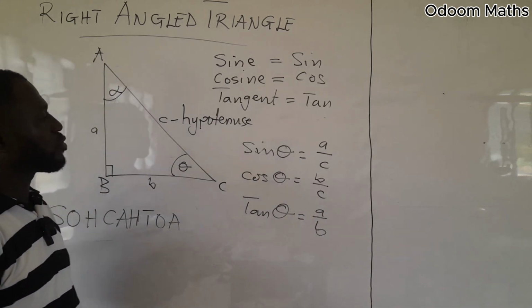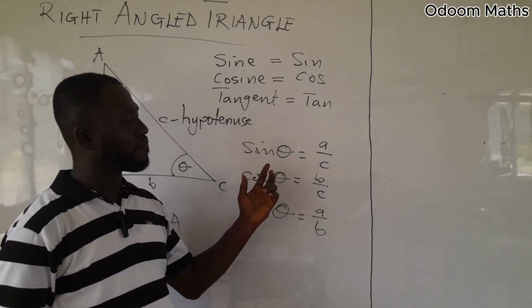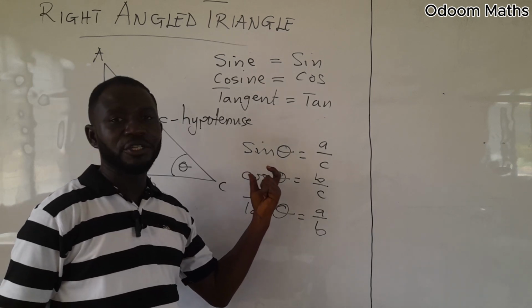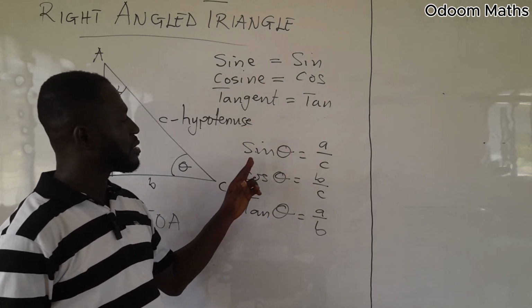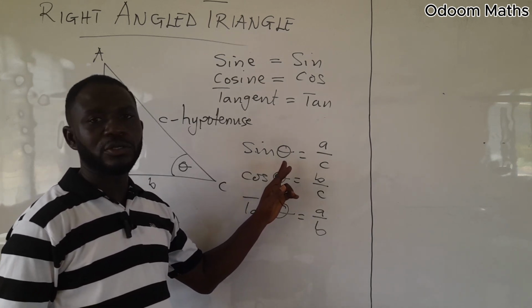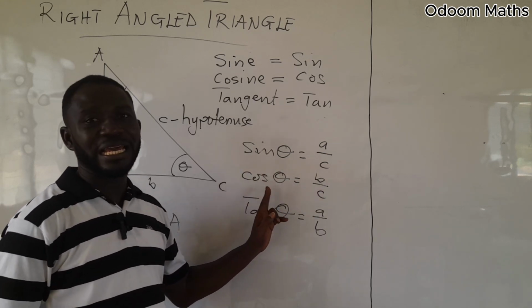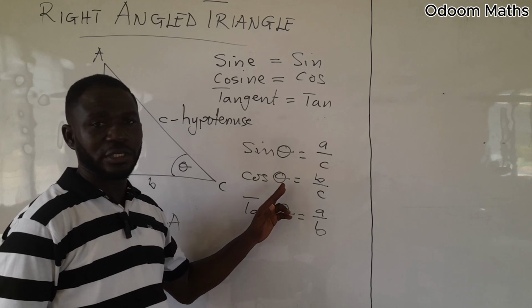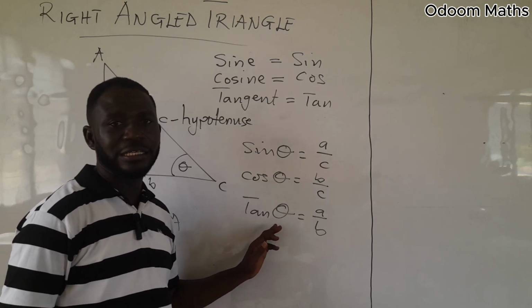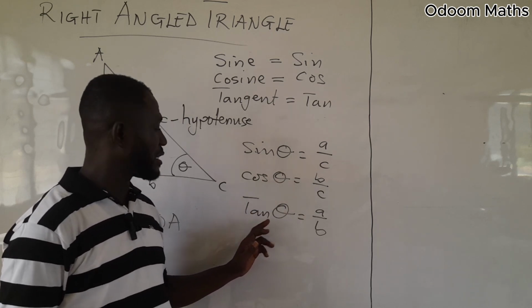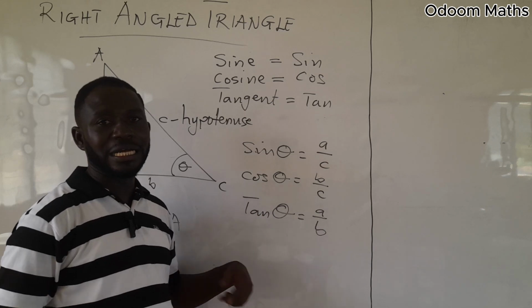When you talk of the reciprocal ratios, sine gives us cosec, which is 1 over sine. Then secant is 1 over cos, and that of tan is cot, which is 1 over tan. We'll talk about that as we move on.